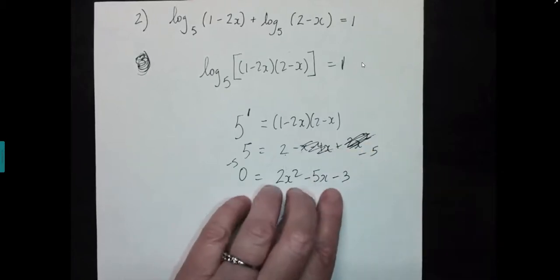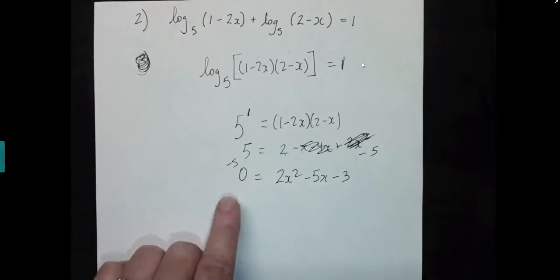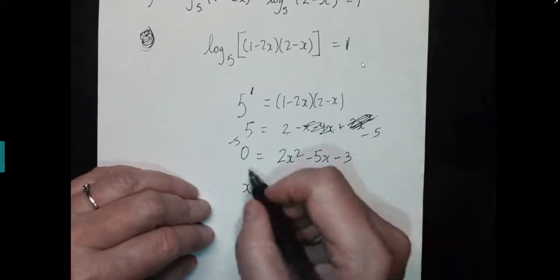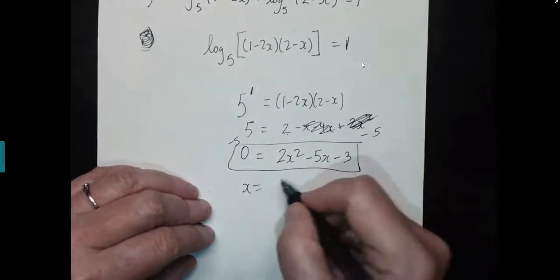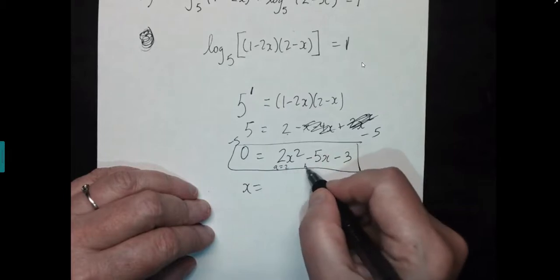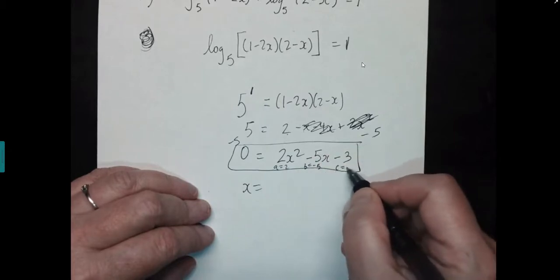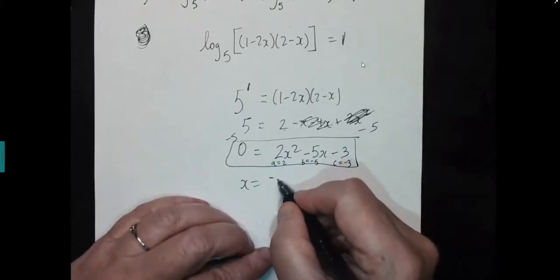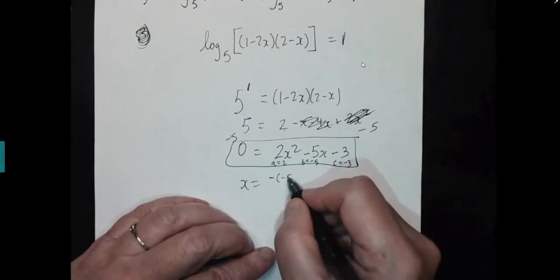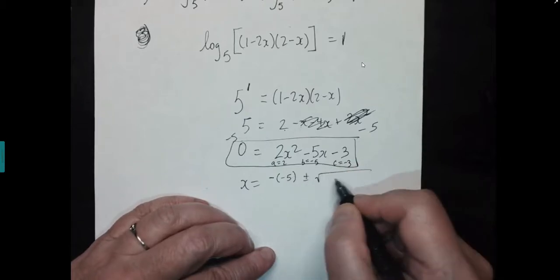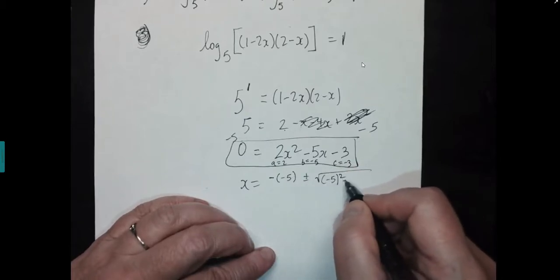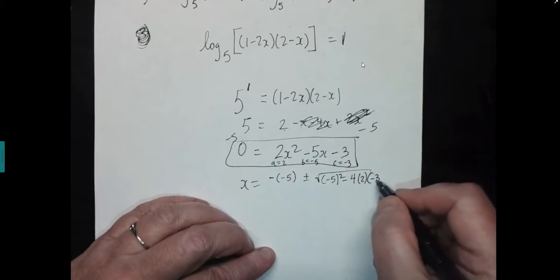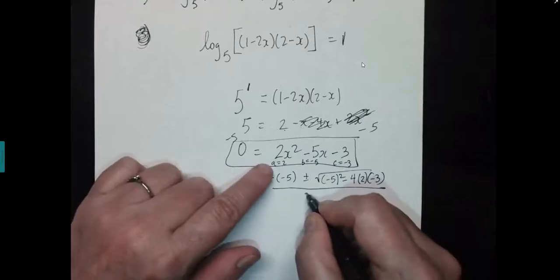Now I could solve this by factoring this and seeing what the zeros are, or I could use the quadratic formula. I think I'll use the quadratic formula to get this. So a is 2, b is negative 5, and c is negative 3. So the quadratic formula says x will be equal to the negative of b plus or minus the square root of b squared minus 4 times a times c, all over 2 times a.